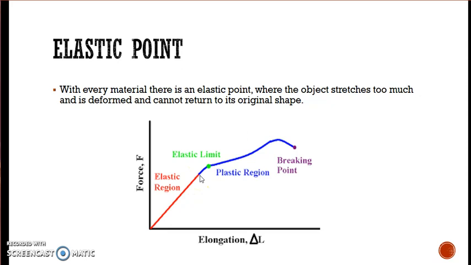Right here, it's the, what is it called? Oh yeah, the limit of proportionality. This means that if it goes up to here, it will always return to its original shape, and it will always extend proportionally. However, after that, it will not extend proportionally, and even after that, there is also the elastic limit, where it will be deformed and will no longer return to its original shape.